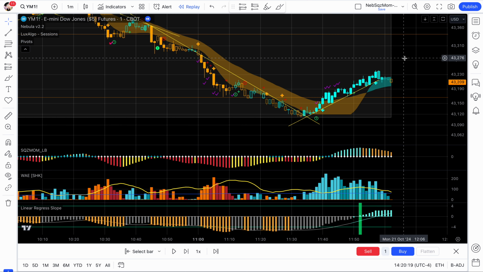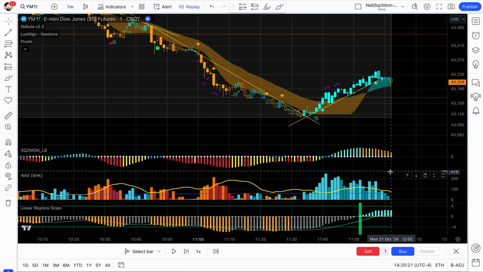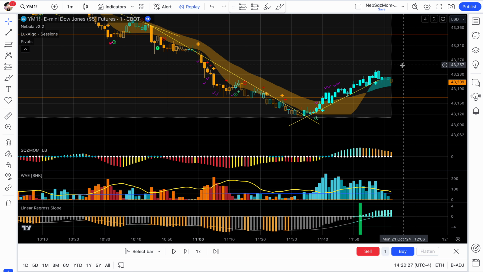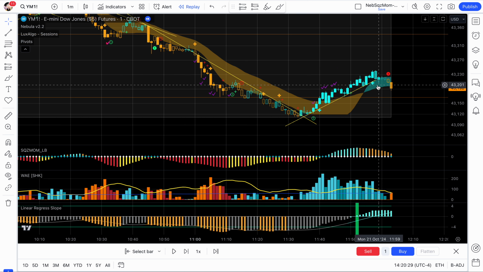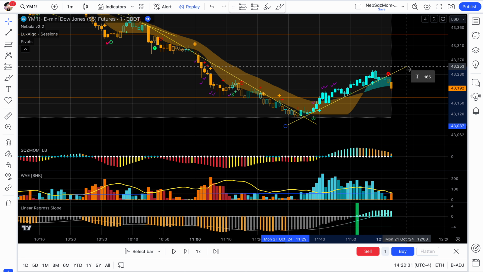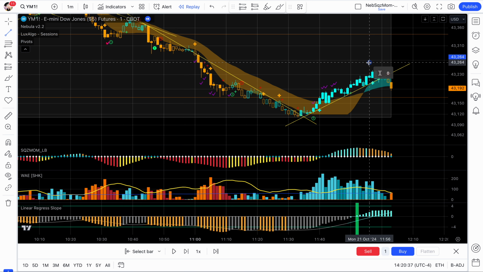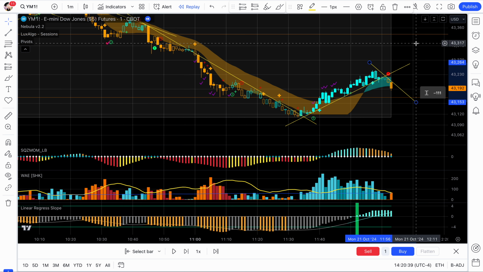Is it a pullback or are we reversing? We got the buy volumes dropping. Squeeze momentum shows we're going down. Even though we were going up, it looks like it's going down here. Boom. That's the end of the trend. So I'm going to update that like that. I'm going to draw a new trend line because it's only one candle, but we're probably going down.